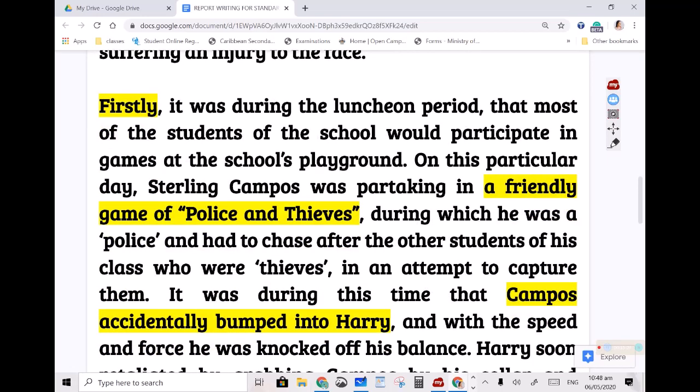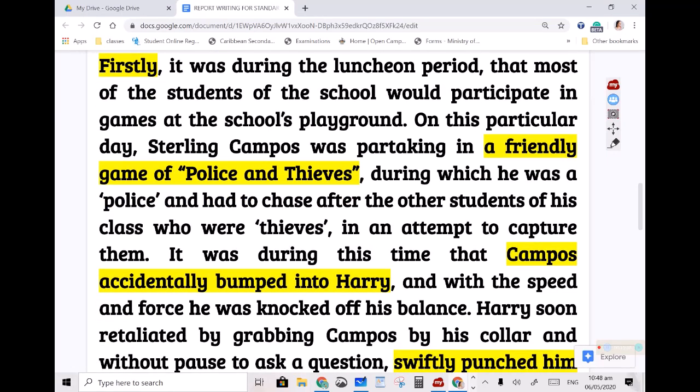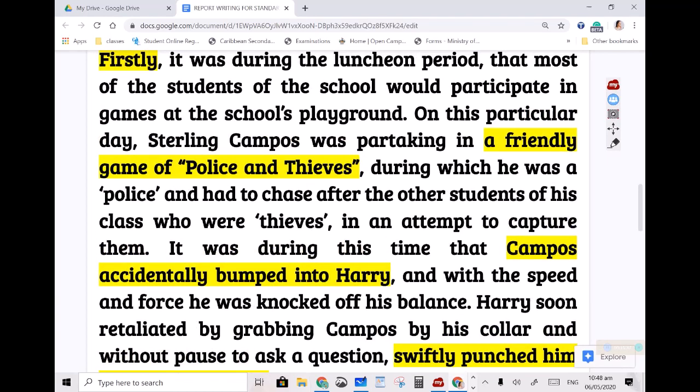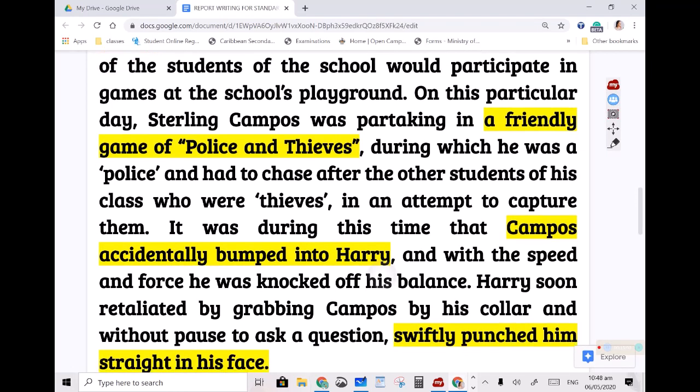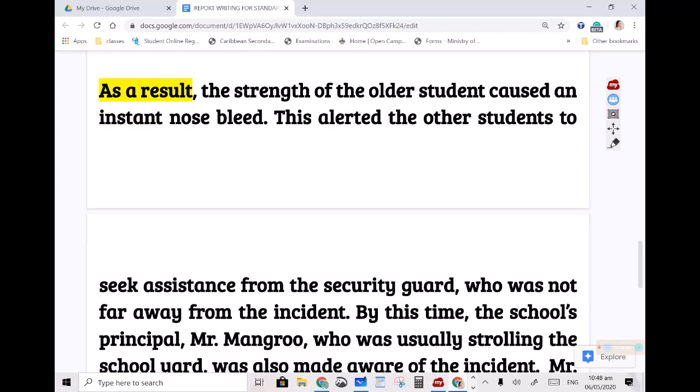Then your next paragraph should have what led to the incident. So what I call before the incident. Now the standard 3 students would have combined the second and the third paragraph in one, meaning that you would have before the incident and during the incident. So this paragraph would have before and during. This is the second paragraph. So what led to the incident, and then the actual incident. Then the last paragraph would have after the incident, or what we call the outcome of the incident.